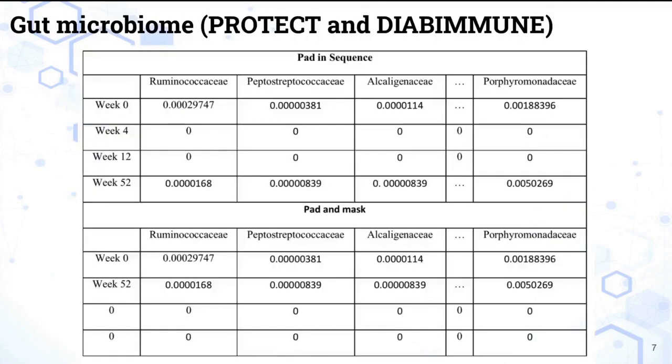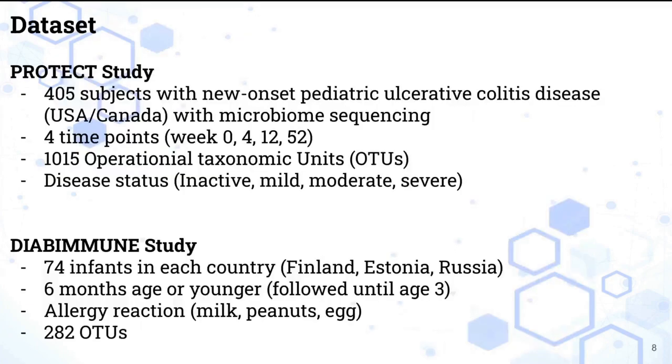For the two different padding methods, padding in sequence, we're going to pad zeros in the missing time points. In this case, week 4 and week 12 are missing, so we're going to pad them at 0 and feed them as a whole into the network. But for the normal padding method, padding and masking, we'll ignore week 4 and week 12. We'll just feed the available time points to the network. We'll evaluate our model on the PROTECT study and the DIPIMMUNE study.